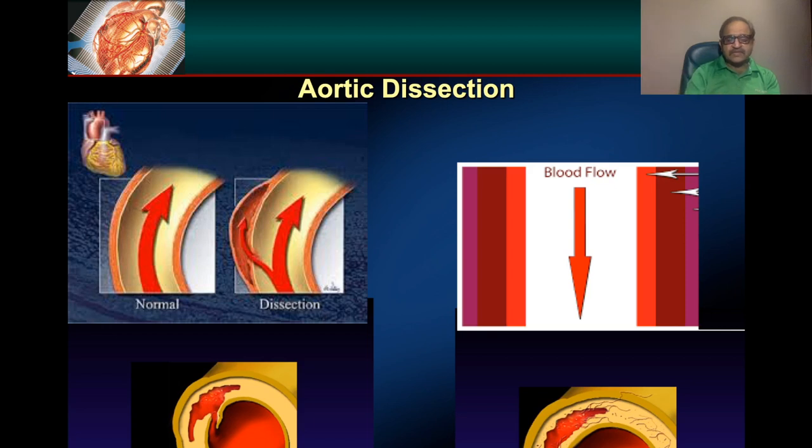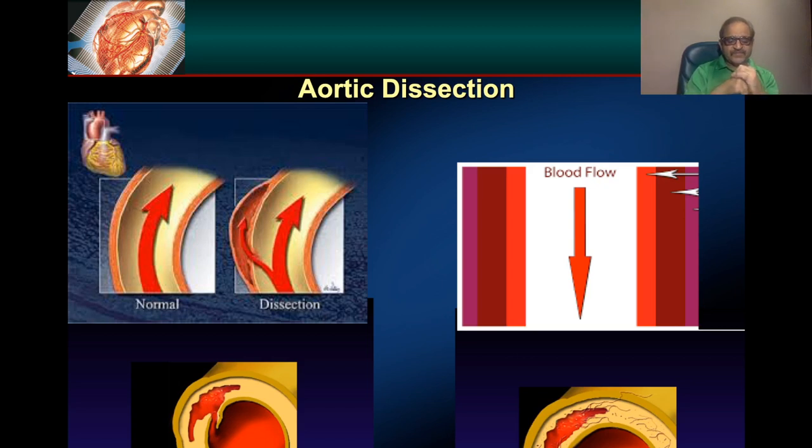You can see on the right side the blood flow. You can see the intima, media, and then adventitia. On the left side, there's a picture showing a normal vessel, and then there's a tear, with a small arrow going through the false lumen, which is the dissection, and the big arrow is going through the normal lumen. So there are two lumina of the aorta. Outside is the false lumen, and inside is the true lumen.